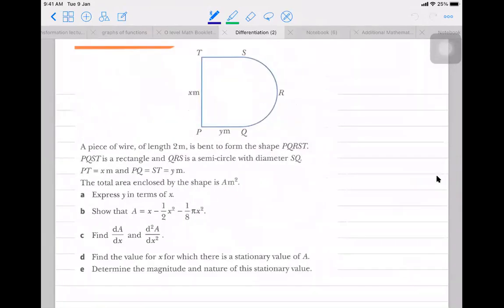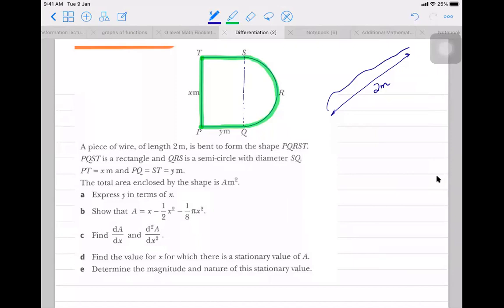A piece of wire of length 2 meter is bent to form the shape PQRST. So I have taken a piece of wire and this wire was bent to form this shape. PQST is a rectangle. And QRS is a semicircle with diameter SQ. The entire length of the wire was 2 meter. So if you're bending a 2 meter wire to form this shape, would you agree that the perimeter of this entire shape is going to be 2 meter? Yes.